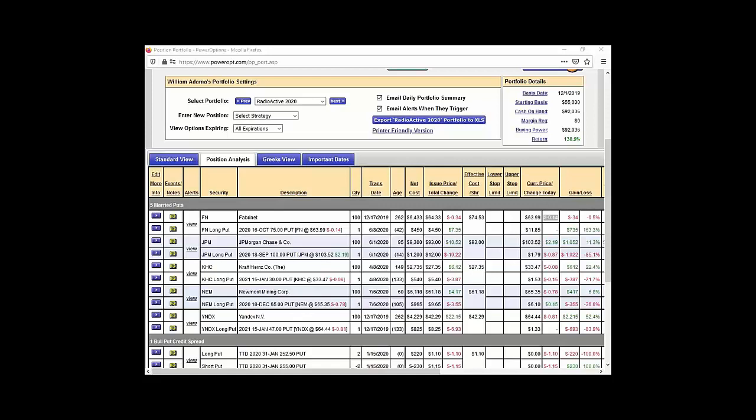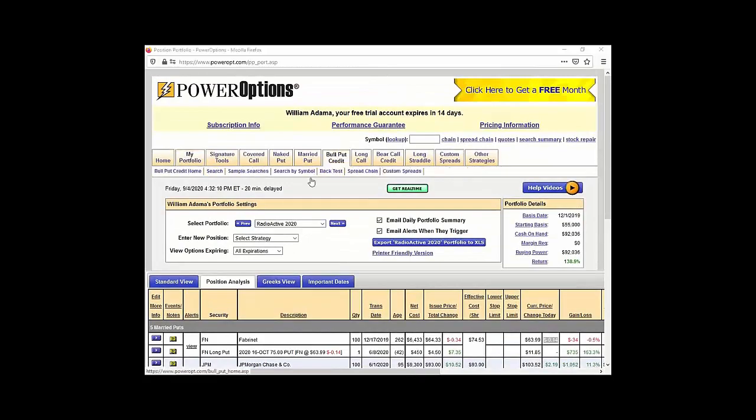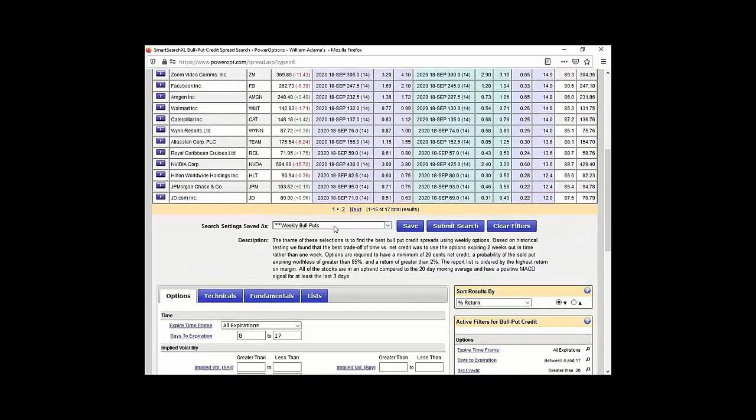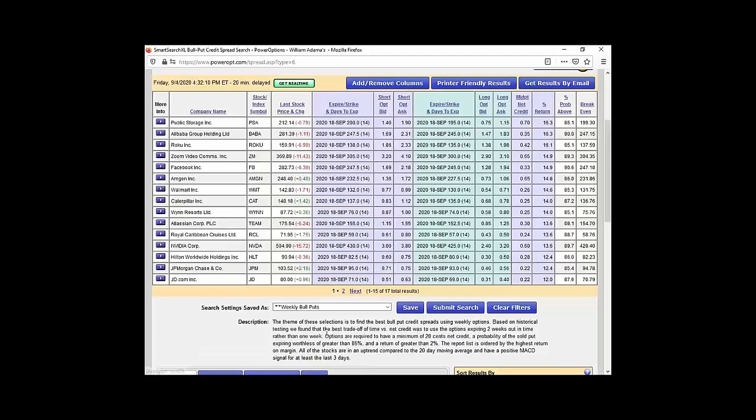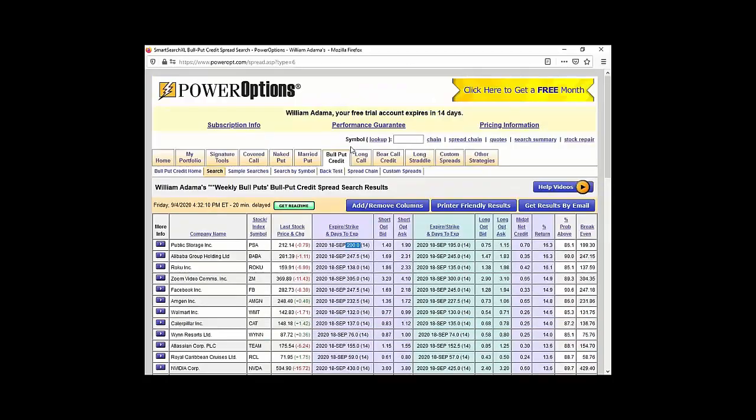You said that you're assuming that those spreads are to be closed prior to expiration to avoid being assigned or called. All of our default credit spread searches, weekly bull puts, the bull put number 1, initial values, bear call number 1, weekly bear calls, are all looking for a probability of expiring worthless of at least 70 to 85%, which means they're out of the money. This one here on public storage, the stock's at 212. I'm selling the 200 put. That's out of the money. A put below the strike price is out of the money.